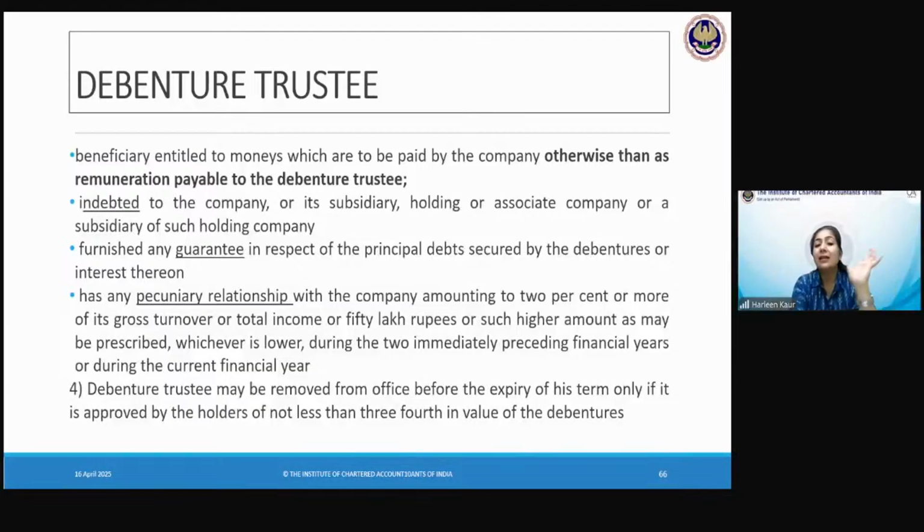Now here a limit has been given over here. How you have to remember this pecuniary relationship. It says if you are appointed as my debenture trustee, you shall not be related with the company on monetary terms. Now, what is this pecuniary relationship? Let's try to understand. It says a relationship of 2% or more of its gross turnover. So if the company's gross turnover is 10 crores, what will be the 2% of that 10 crores?